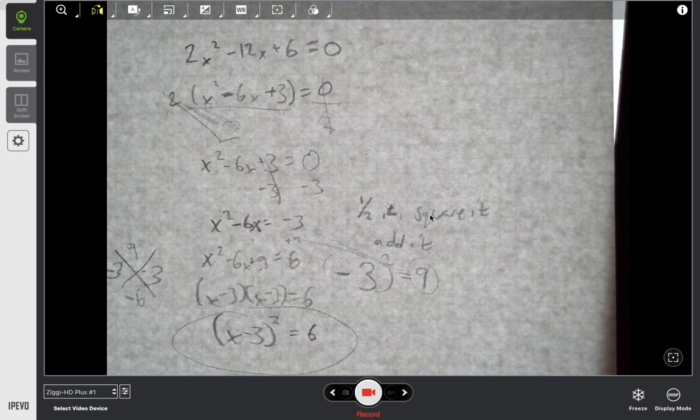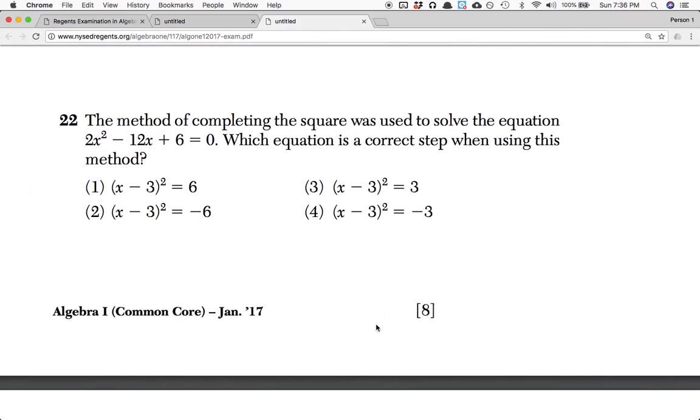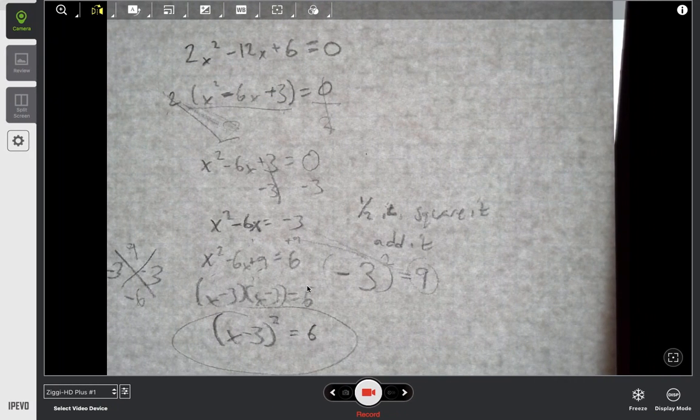So which step along the way, it's actually asking for the final answer of the whole problem. Let's see if that matches with one of the multiple choice answers. And indeed it does, right over there. Answer choice 1. X minus 3 squared equals 6. That one's kind of rough.